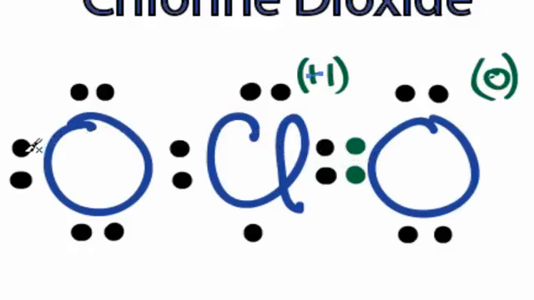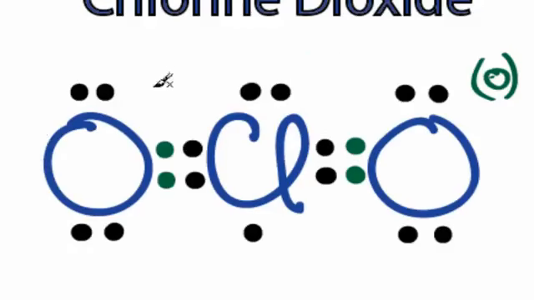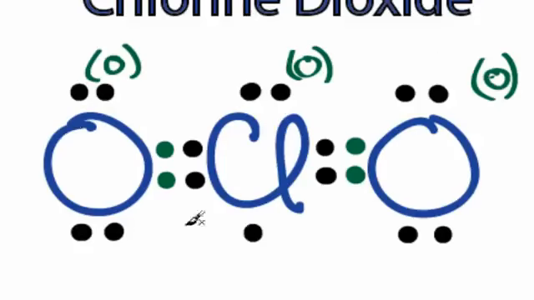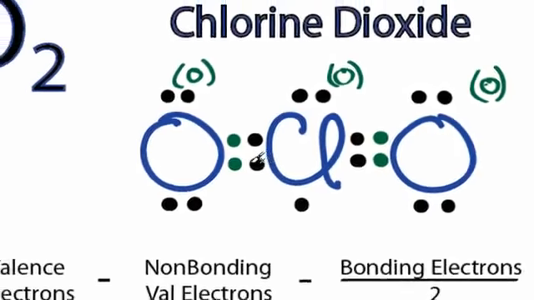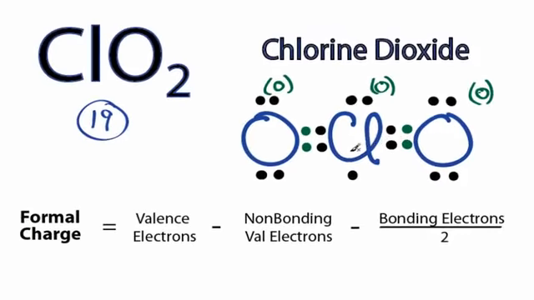Let's form a double bond with this other oxygen over here. So now I've formed this double bond. The formal charge on this oxygen is 0, and the formal charge on the chlorine is now 0. So all of the formal charges are 0 with these double bonds between the chlorine and the oxygens. That makes this the best Lewis structure for ClO2.